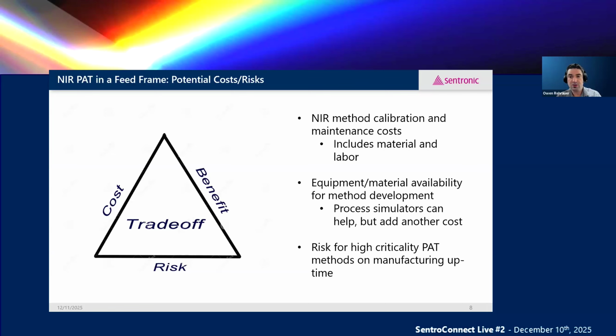If we decide to use PAT in a method that would be classified as high criticality from an ICH perspective, there also may be some risk to the manufacturing uptime. To put this plainly, by this I mean if we use PAT in a way that we are making product quality decisions and that PAT goes down for whatever reason, there's an instrumental deviation or there's a model deviation, we may not be able to manufacture until that PAT is ready for use again. We should keep this in mind as we evaluate all this.